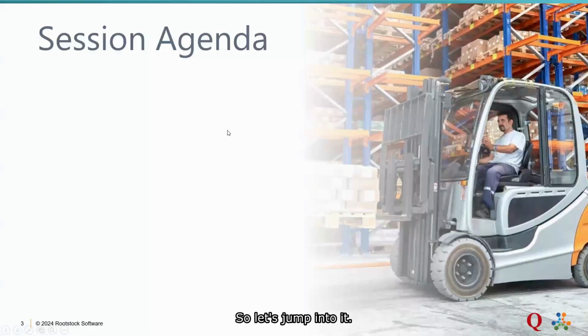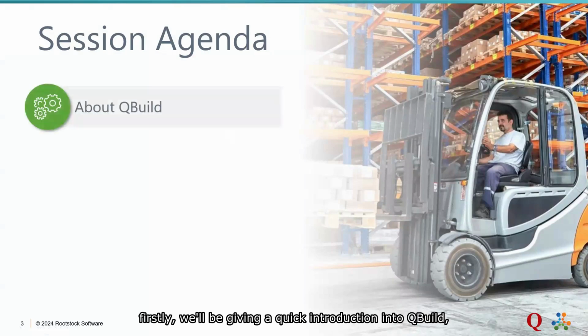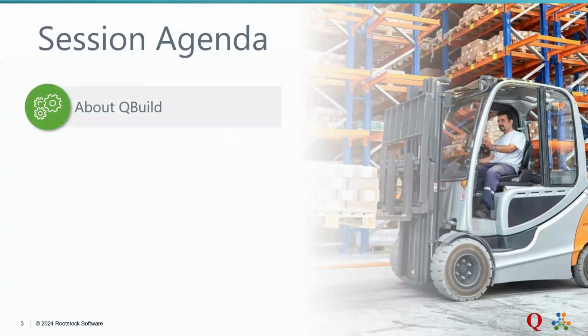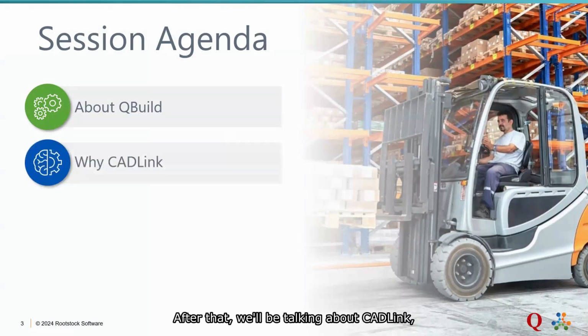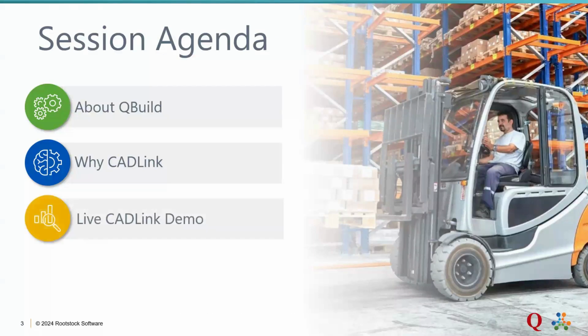So let's jump into it. For today's agenda, firstly, we'll be giving a quick introduction into QBuild, who we are, what we do as a company, and talk a bit about our solutions as well. After that, we'll be talking about CADLink, giving a brief introduction, why use CADLink, what the benefits and the use cases are, and what it can do for you, your engineering team, and your company.